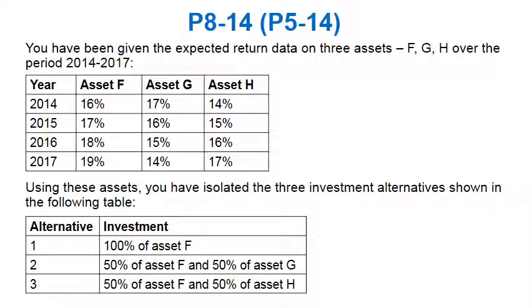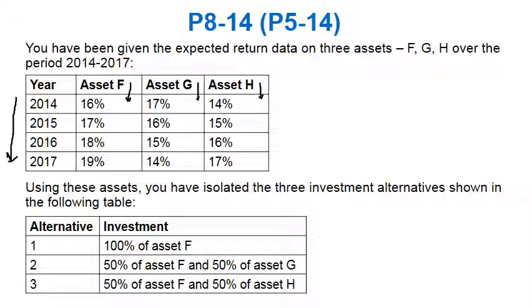So to start off, let's look at the information that we've been given for this question. You are told that you have been given the expected return data on three assets, asset F, G, H, over the period between 2014 and 2017. Here we see the period that we are dealing with. Here we have asset F and the corresponding expected returns. Here we have asset G and the corresponding expected returns, and also asset H and the corresponding returns.